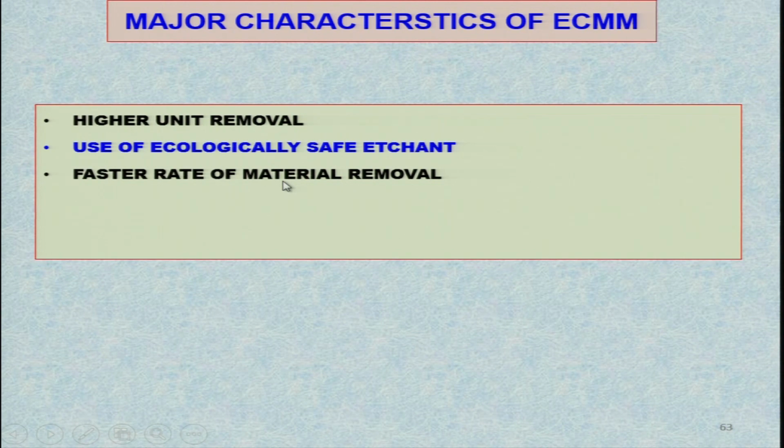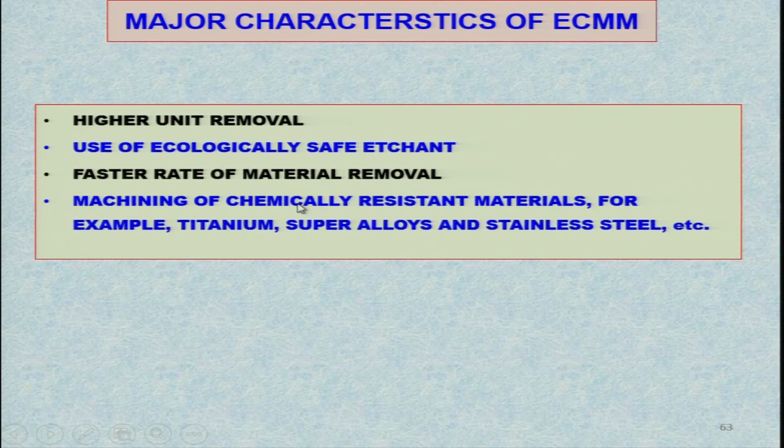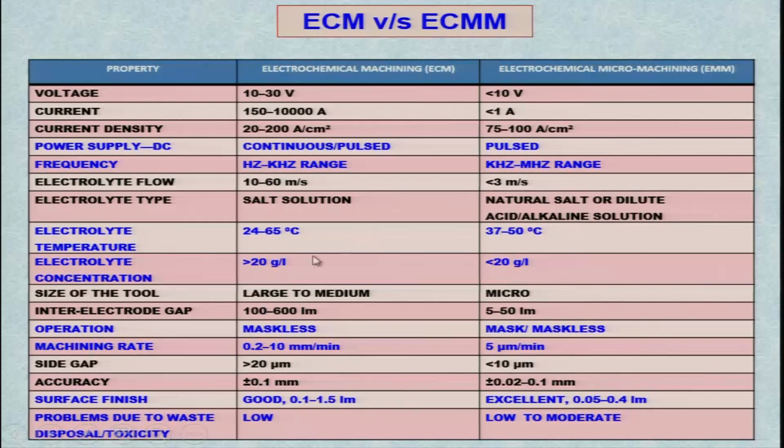The material removal rate is much higher, as I just mentioned, compared to other processes. Machining of chemically resistant materials, for example titanium, superalloy and stainless steel, is very much possible and is easily done compared to other processes. Now, here is the comparison which has been made between electrochemical machining and electrochemical micromachining. This table has been taken from the work of Professor Vijay Bhattacharya from Jadavpur University, Kolkata, India.